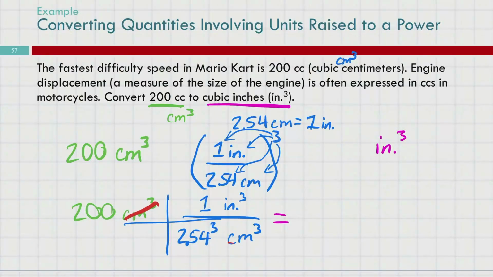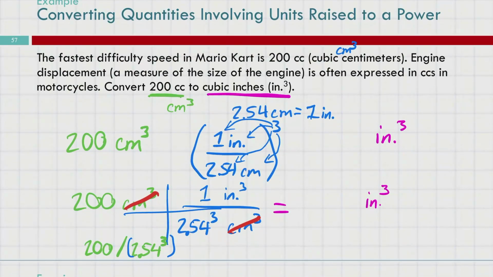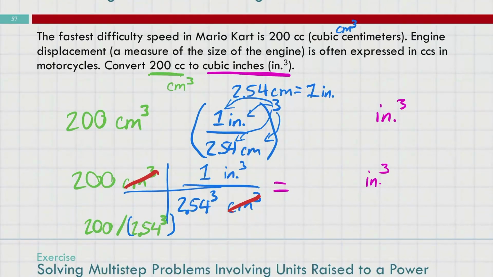So this cm cubed cancels out. The units that are left are cubic inches, and what we're putting into our calculator is 200 over 2.54 to the 3rd power. If it makes you feel better, you can put that bottom number in parentheses, but you don't have to, because exponents will happen before the division. Questions about the setup?